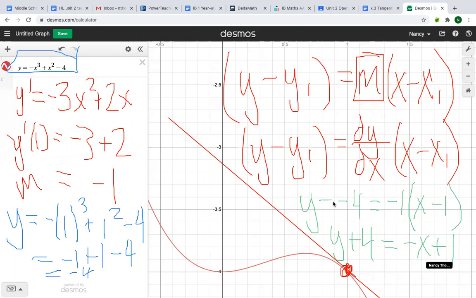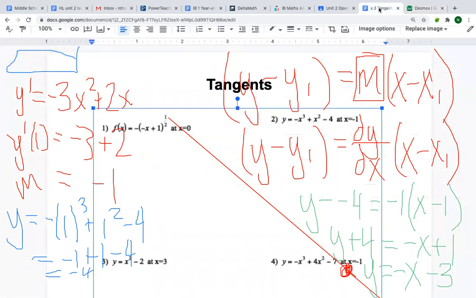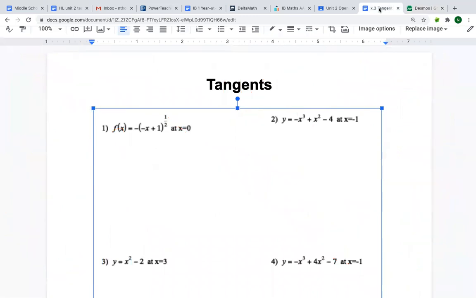If they ask you to put it in point slope form, this is acceptable. If they don't ask, then you can leave it like this. Or if they ask you to put it in slope intercept form, then you would just solve for y. So we would get y equals negative x minus 3. Both of them are acceptable. I know that's kind of scattered, so I'm going to do the next one without graphing the picture and just do it on this tangent notes page.